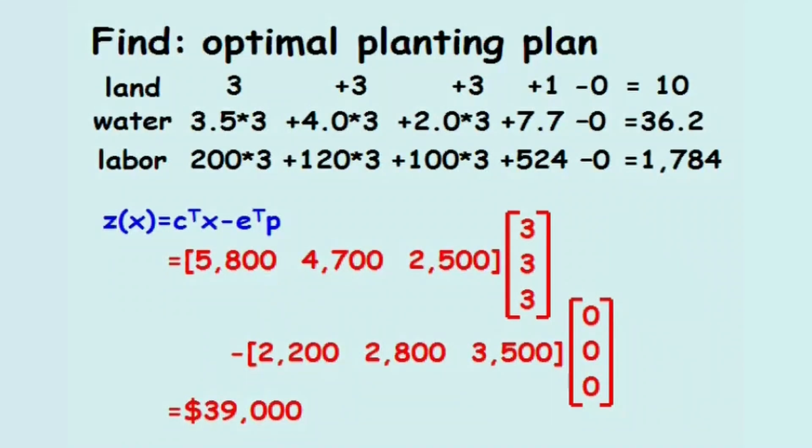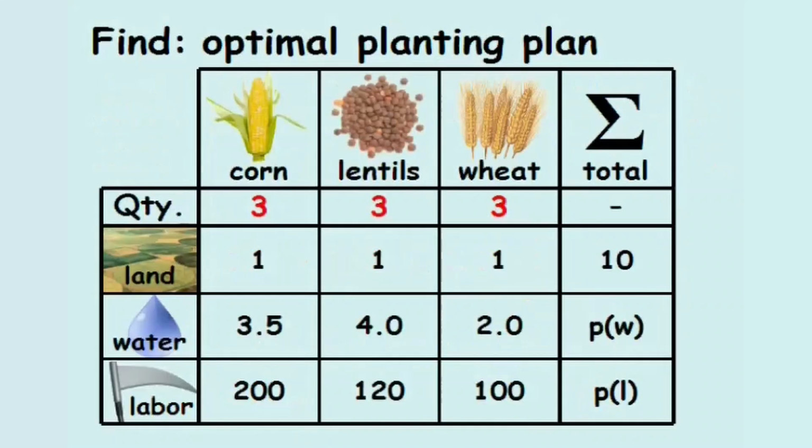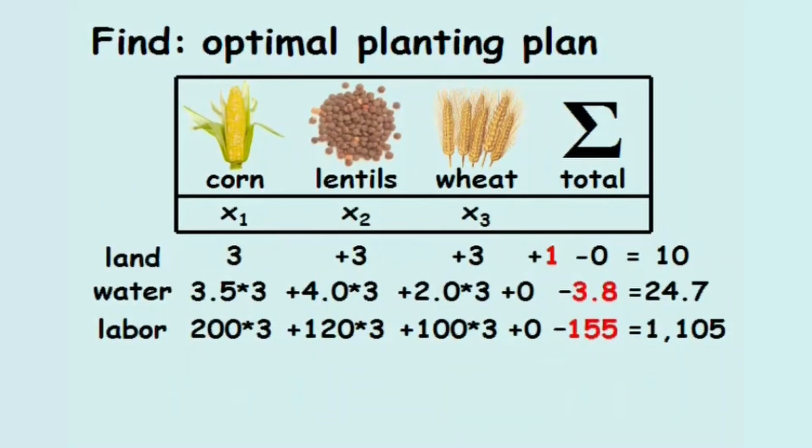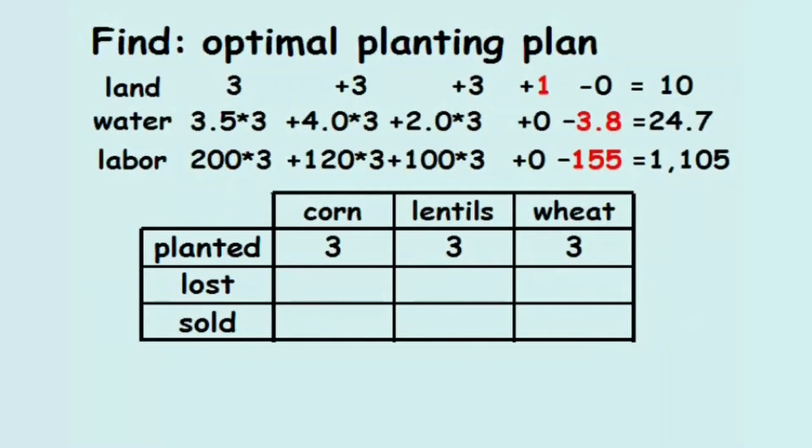However, if the farmer plants 3 acres of corn, 3 acres of lentils, and 3 acres of wheat, and it turns out that there is only 24.7 units of water available and 1,105 units of labor available, then there is still a surplus of 1 acre of land, but there's a shortage of 3.8 units of water and a shortage of 155 units of labor. How to best allocate the water and labor in order to maximize profits is a separate deterministic linear programming problem.